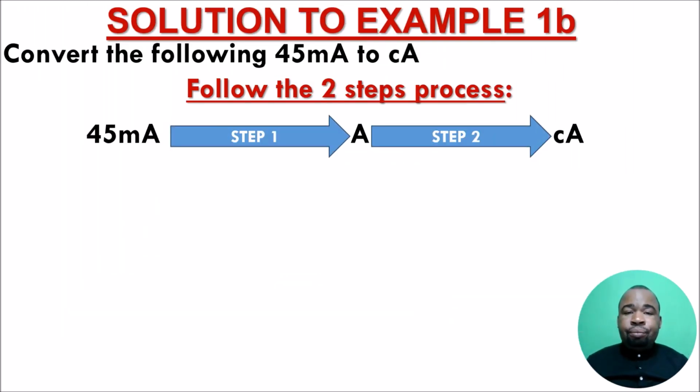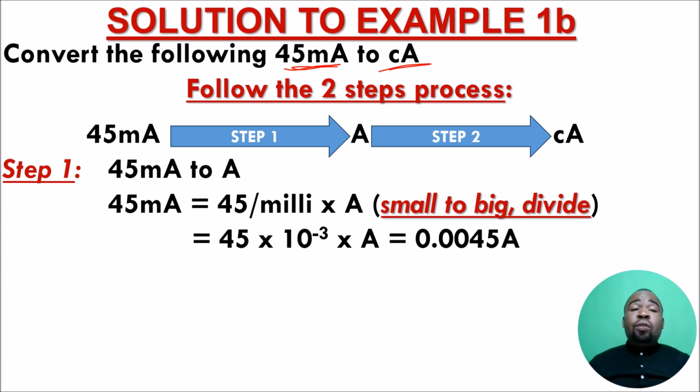You're welcome back. Let's go through this one together. Right, we want to convert 45 milliamps to centiamps and to engage a two-step process. First thing is convert milliamps to amps. We know that milli is 10 to the power negative 3, which is smaller than the unit itself because this is a decimal number. It's a fraction of an amp.